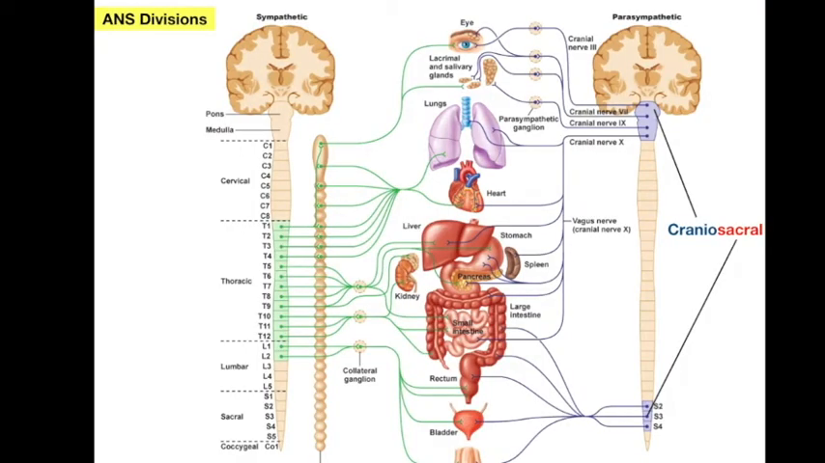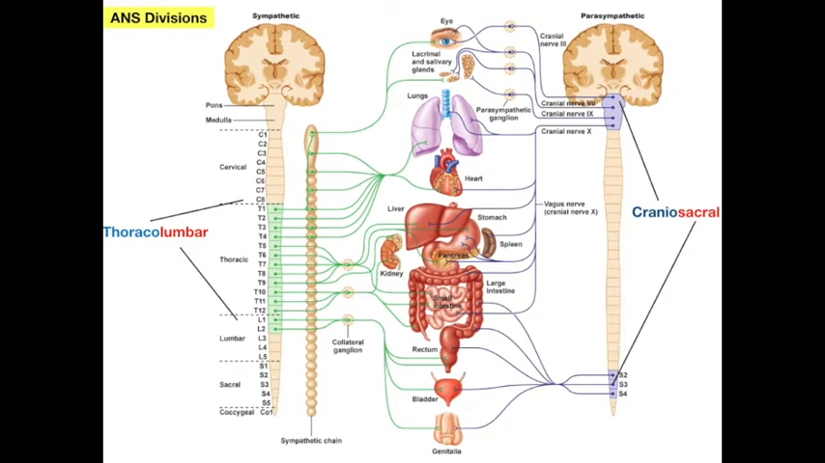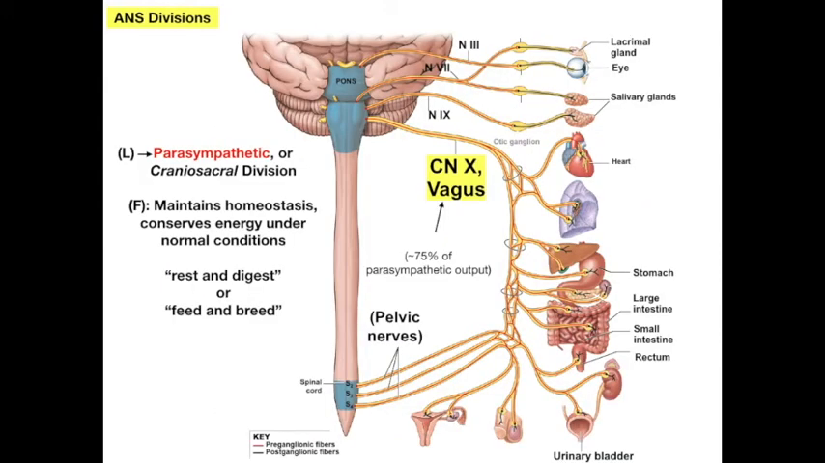And here I'm going to let you guess where the visceral motor nuclei of the sympathetic division, or thoracolumbar division, reside. So the craniosacral and thoracolumbar divisions are named for the locations of their pre-ganglionic cell bodies within the central nervous system. So that's the first main anatomical distinction between the two. So let's look first at the craniosacral or parasympathetic division. The craniosacral division is located in the cranium and the sacral region of the spinal cord.